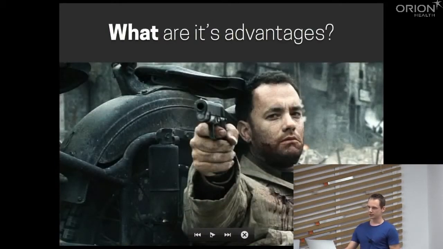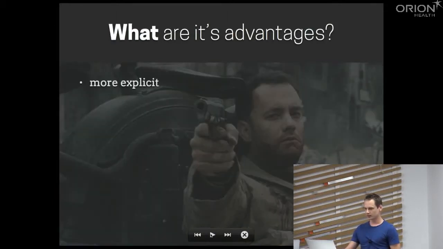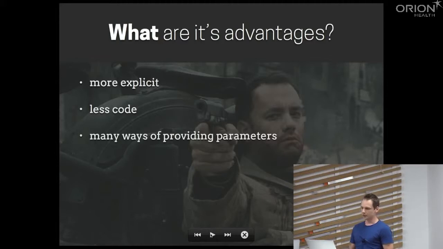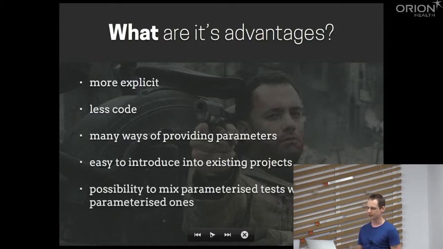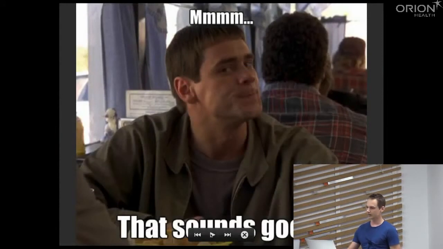So what are its advantages over the built-in runner? It's more explicit, so you need less code to do the same things, and the resulting code is more readable. There are many ways of providing parameters, as opposed to the built-in runner where we only have one method of providing parameters. And it's very easy to introduce into existing projects. It's because you can mix parameterized tests with non-parameterized ones, which is very cool, and it's something that you just can't do with the built-in runner. And I think this is the biggest advantage of them all. Sounds good. So now let us see how it actually works.